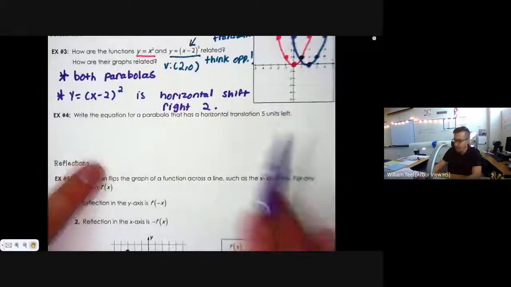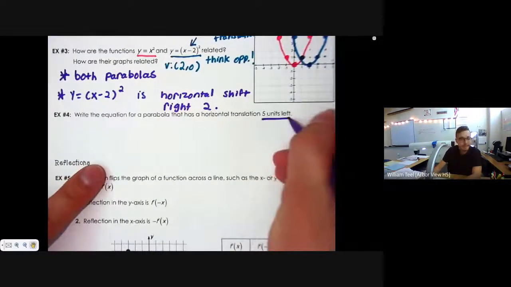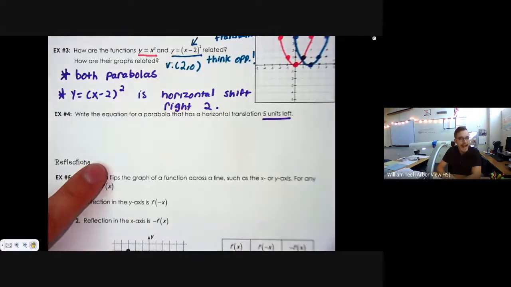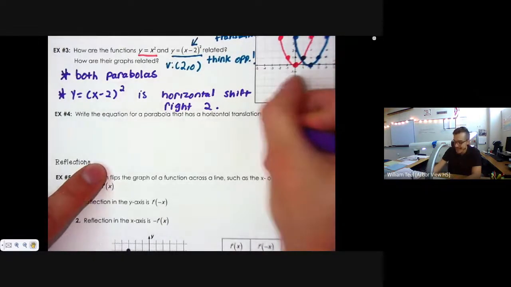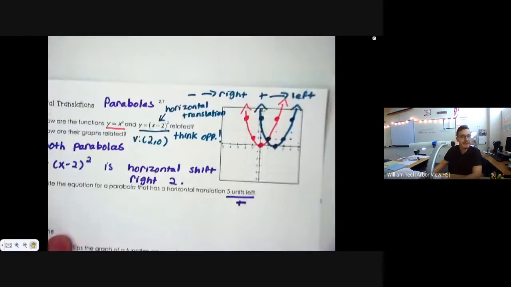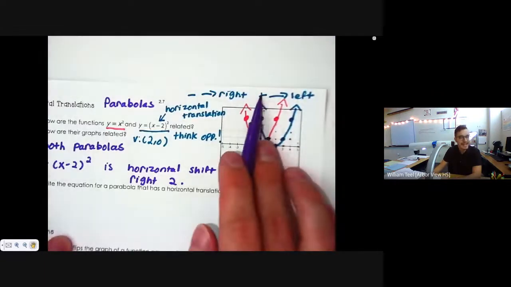Now if we're trying to show that we're shifting to the left 5, that means that we are going to have to use a plus sign inside of the parentheses, because once again, we said that a plus sign inside the parentheses indicates that we are making a shift to the left.